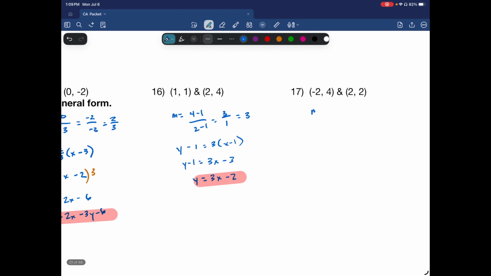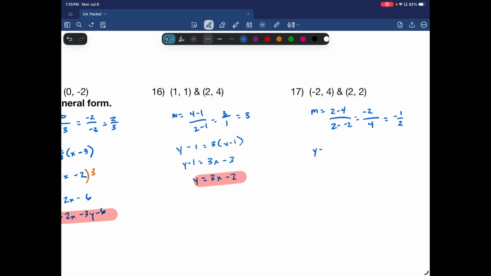Let's see, 17, I got 2 minus 4 over 2 minus 2. I'm sorry, 2 minus negative 2. And so I got negative 2 over 4, which is going to be negative 1/2. And remember, if you have a fraction that can be simplified, you must simplify it. All right, so every term of my points is even, so it doesn't really matter which one I pick. It's going to help me with that fraction of 1/2.